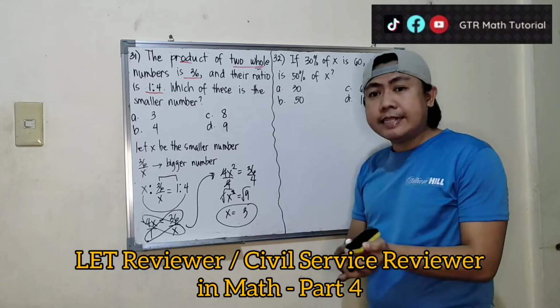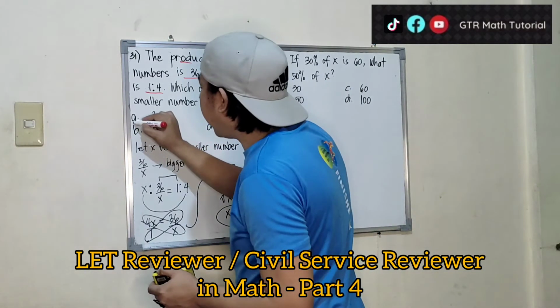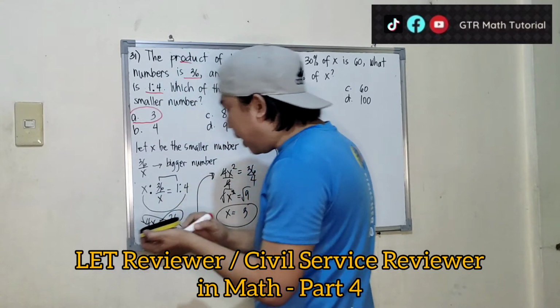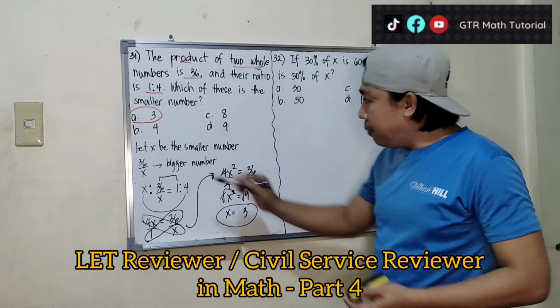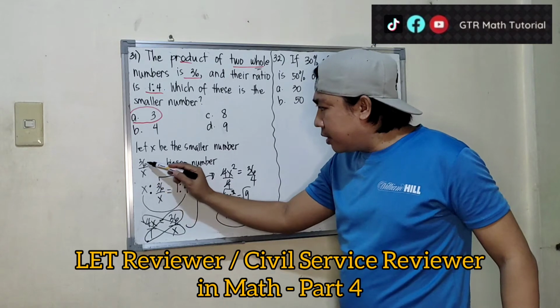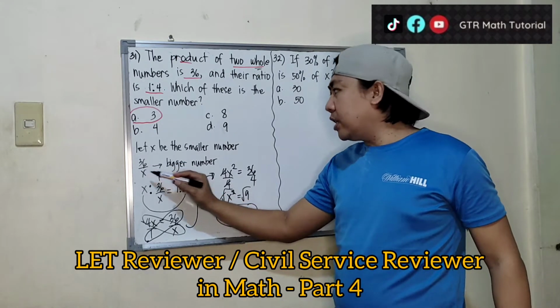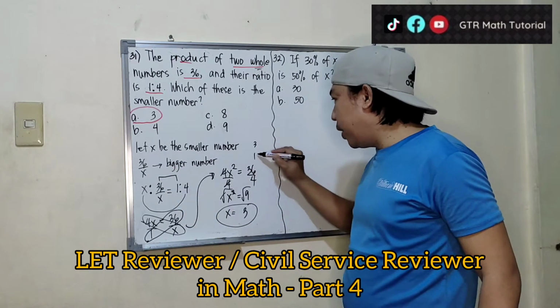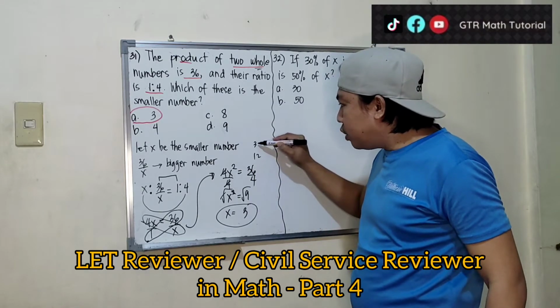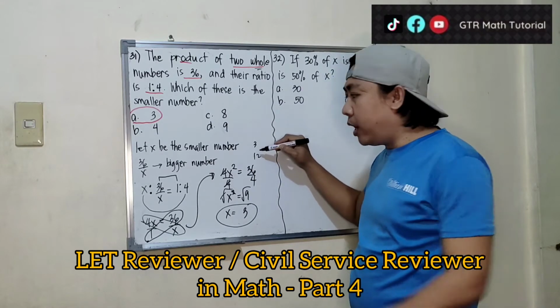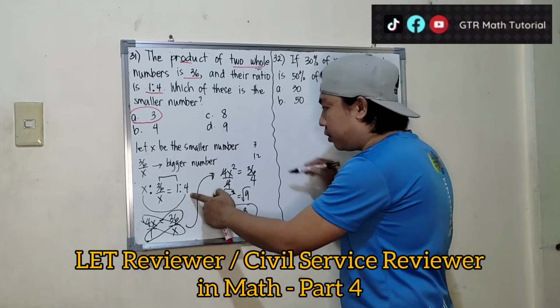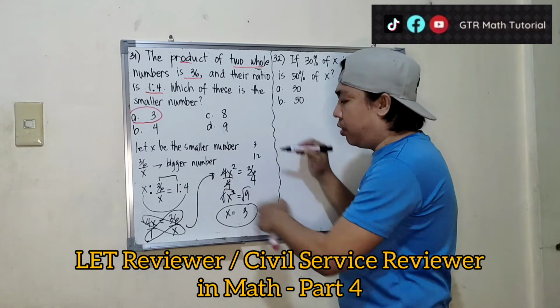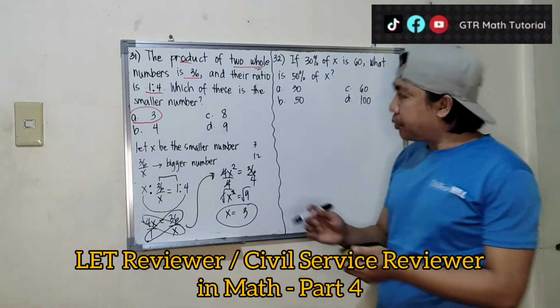Smaller number is 3. Ano yung bigger number? So, tingnan lang natin kung bigger number yung isa. So, if x is 3, ang bigger number natin, 36 divided by 3, so that is 12. So, ito yung 3, ito ay 12. So, ang ratio nila, 1 is to 4. Pag nilowest term yung 3 over 12, that is 1/4. Okay? So, the answer is 3.